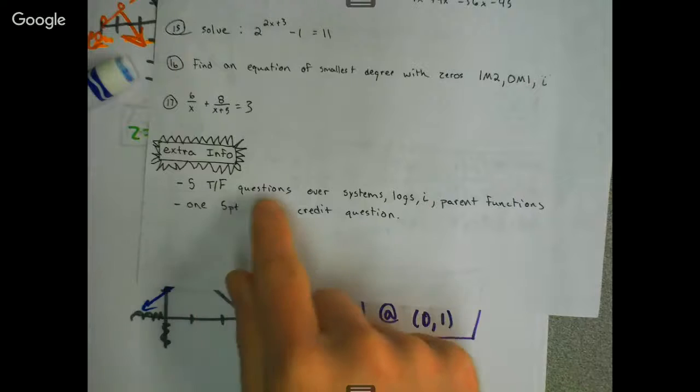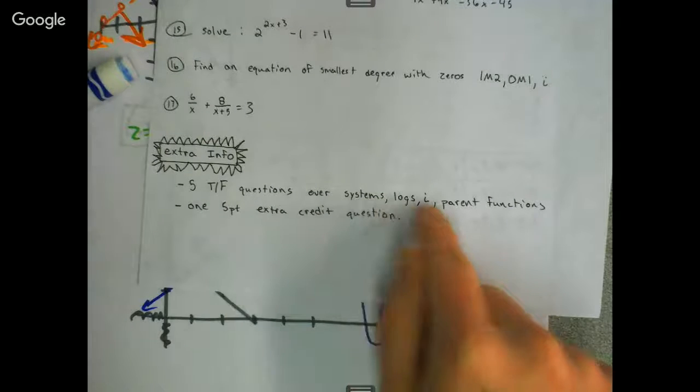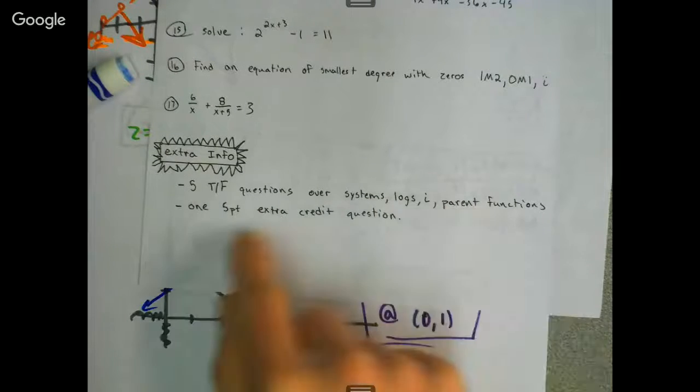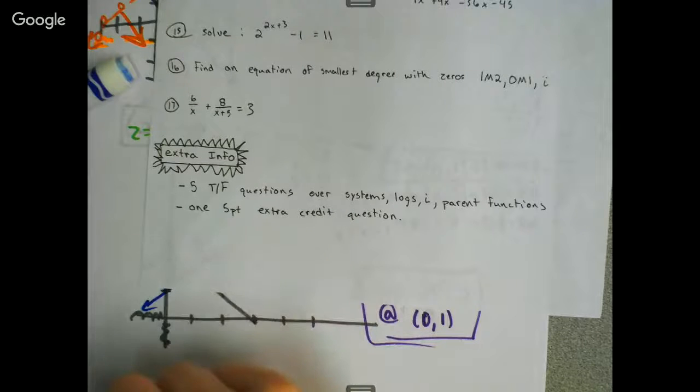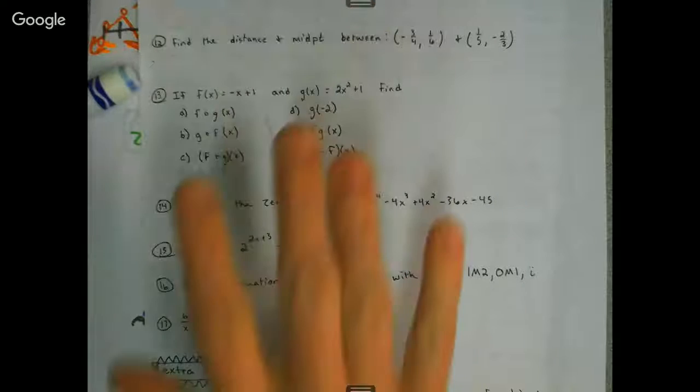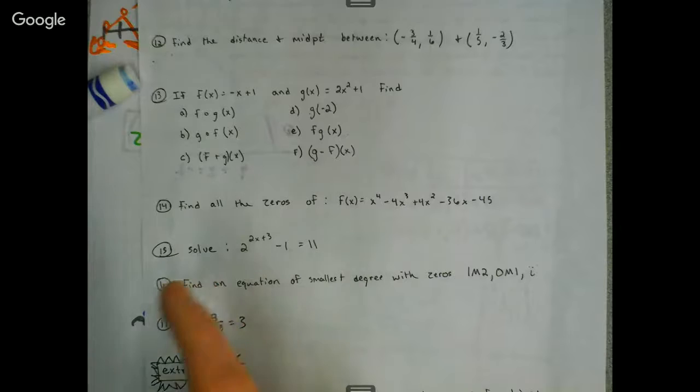Again, there's 5 true-false questions from systems, logs, imaginary numbers, parent functions, and there's 1 5-point extra credit problem. Okay, so make sure you watch the second part of this if you want all the questions on the back.